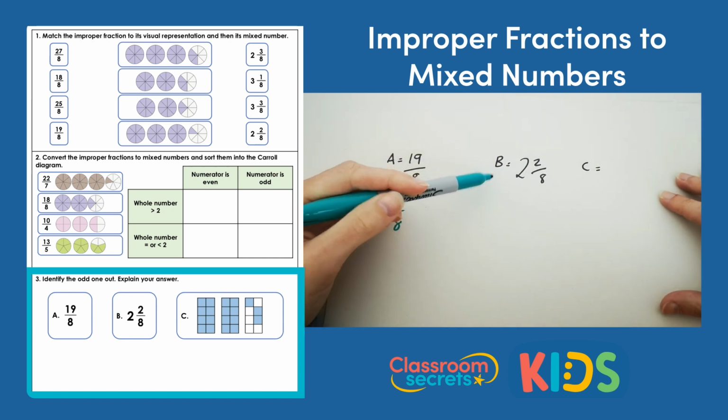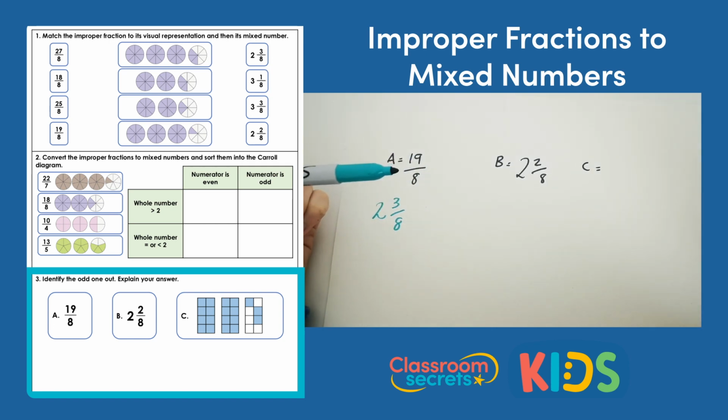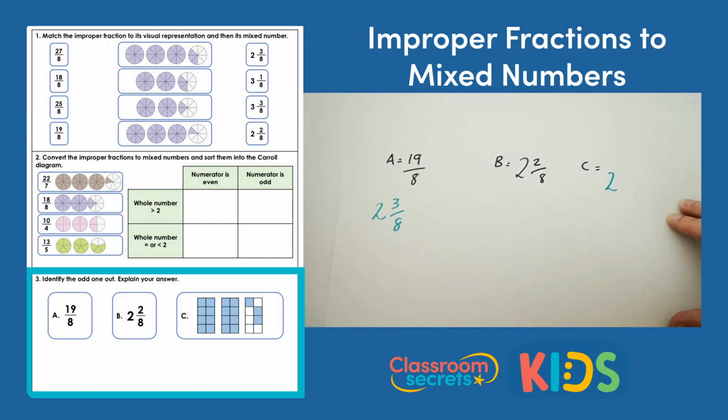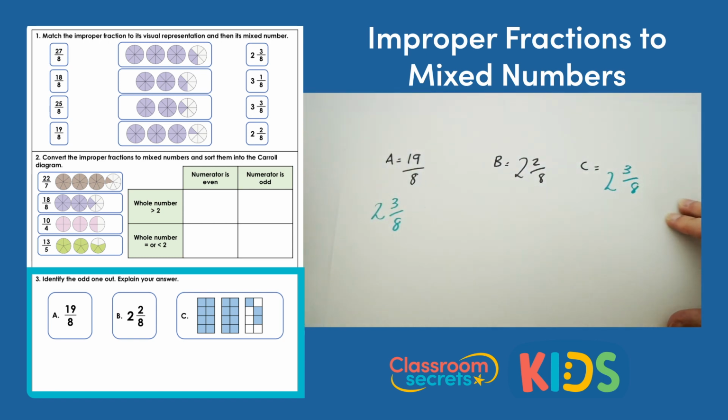We don't need to do anything with B because it's already a mixed number. We can just leave it as it is. C then, we can see that there are 2 complete bars. So they're 2 wholes. And then there are 3 out of 8 coloured in blue as well. So that means that A and C are the same. And B is the odd one out because B is the only one that represents 2 and 2/8. The others represent 2 and 3/8.